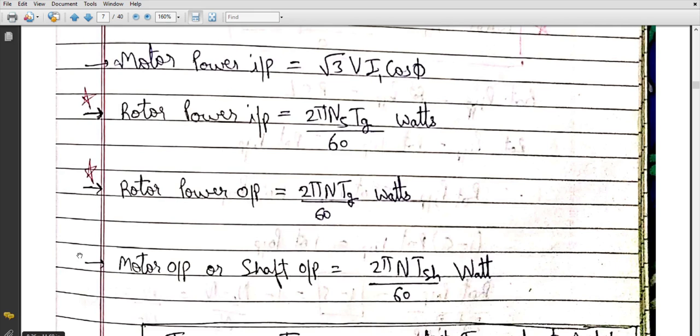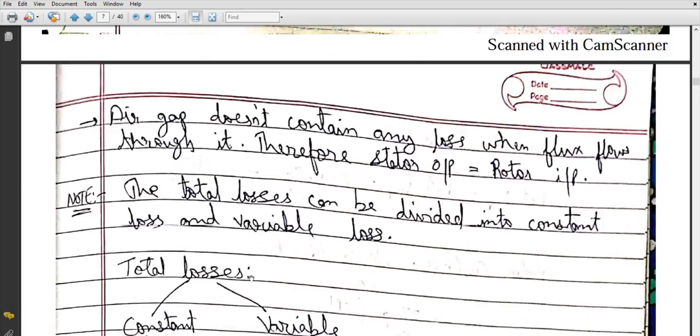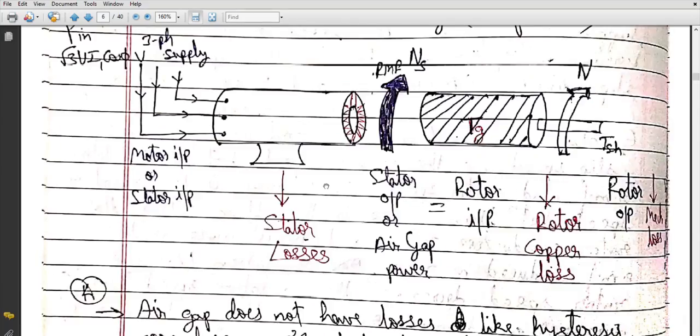Now if you talk about the motor output or shaft output, let me show you this again. This is your air gap power, and this is your air gap speed. That is why you were using Ns for calculating that power. This is your rotor power, and here you are using the rotor speed. The shaft speed and rotor speed are both the same.